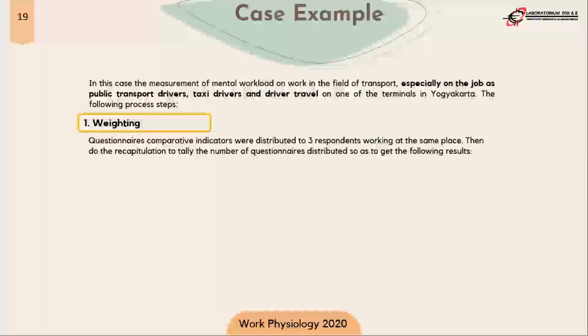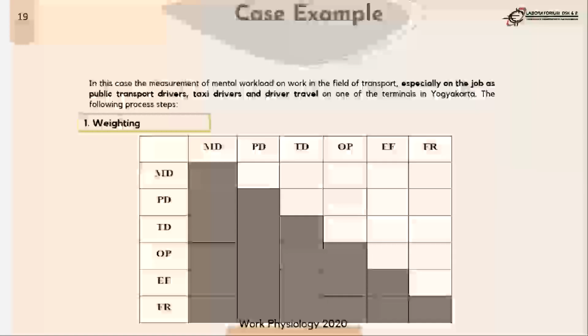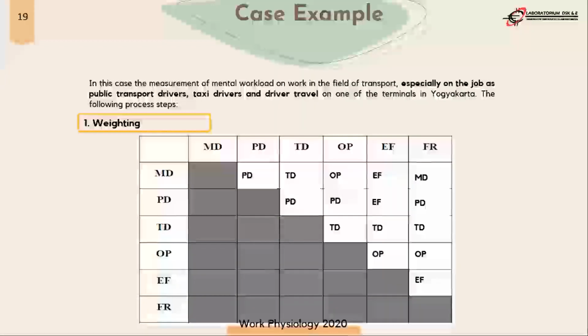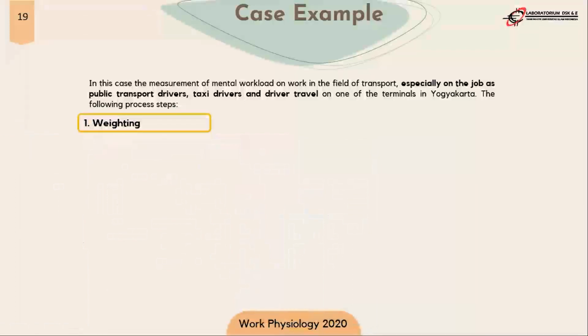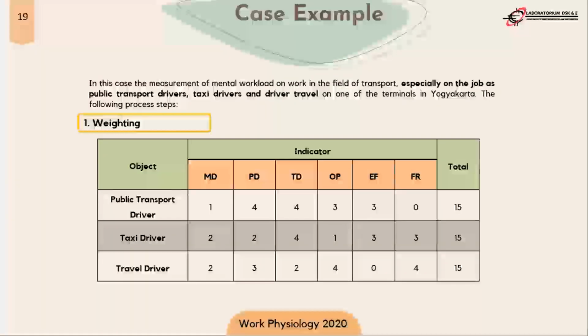Questionnaire comparative indicators were distributed to three respondents working at the same place. Then do the recapitulation to tally the number of questionnaires distributed so as to get the following results. This is the comparison of each dimension, and after that, this is the resume of the result. For the public transport driver, mental demand is one, physical demand is four, temporal demand is four, performance is three, effort is three, and frustration is zero.